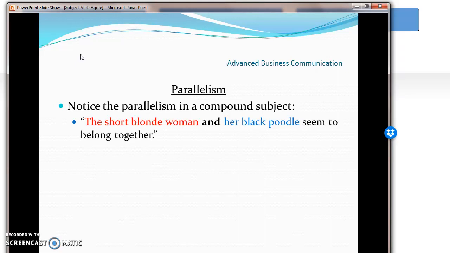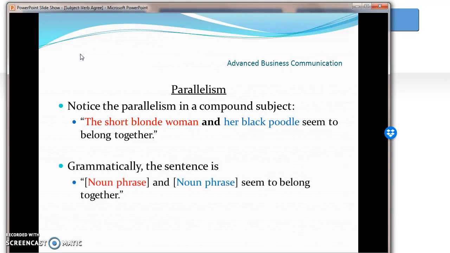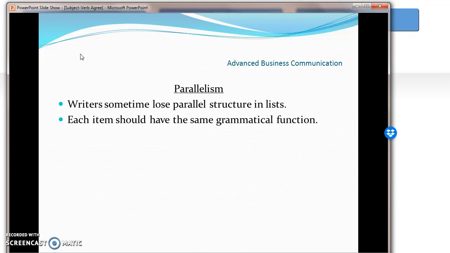The short, blonde woman and her black poodle seem to belong together. You can recast this sentence as a formula, so that you have noun phrase, and then the verb and the rest of the sentence. Now, sometimes writers lose that parallel structure when they do lists, like I said. So each item should have the same grammatical function. Here's an example. Mary likes hiking, swimming, and to ride a bicycle.